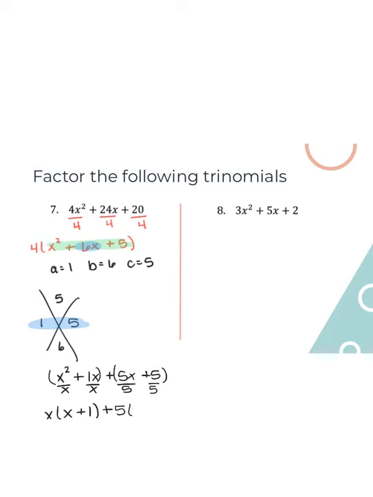5 divided by 5, or 5x divided by 5, it's going to leave me with an x, and then 5 divided by 5 is 1. So I'll do my insides match, x plus 1, x plus 1, that looks good. So my first set is going to be x plus 1, and my second set is what's on the outside. So I have an x plus 5.